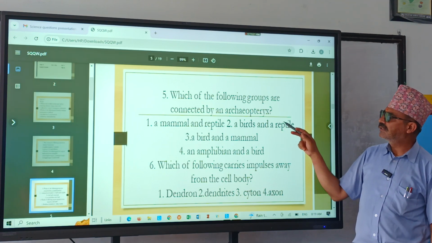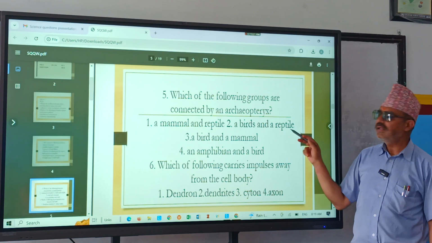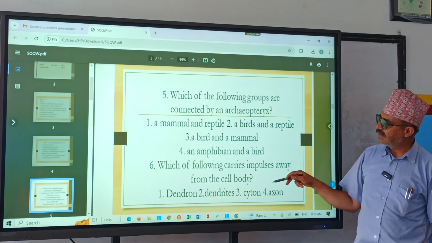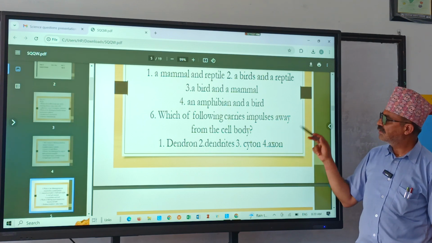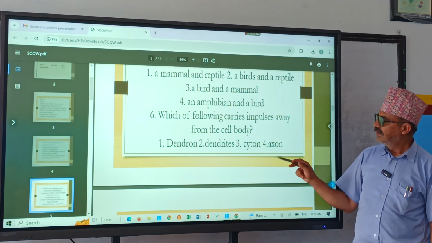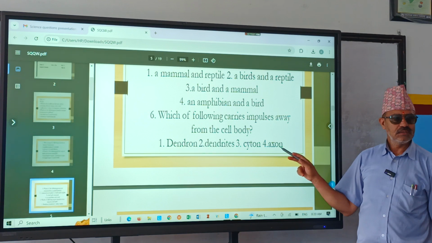Archaeopteryx, a bird and a reptile. That's right. Question number 6. Which of the following carries impulses away from the cell body? Axon. Fourth one, right? Yes or no?